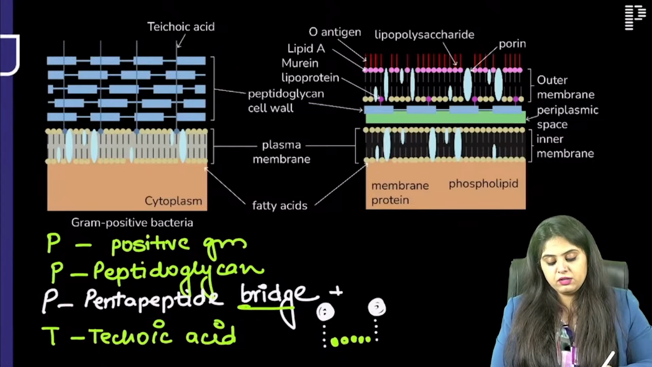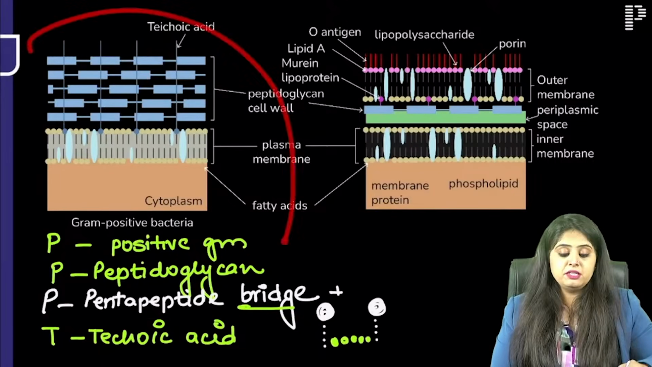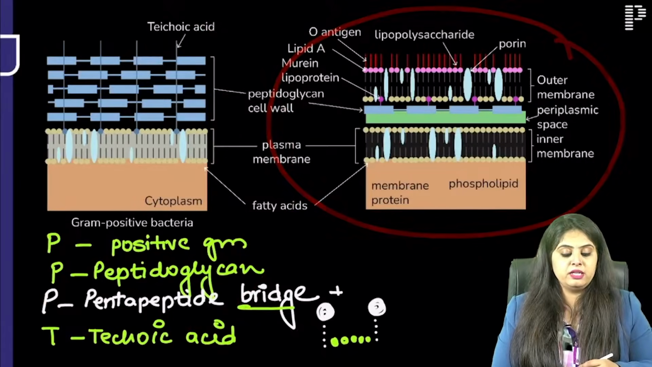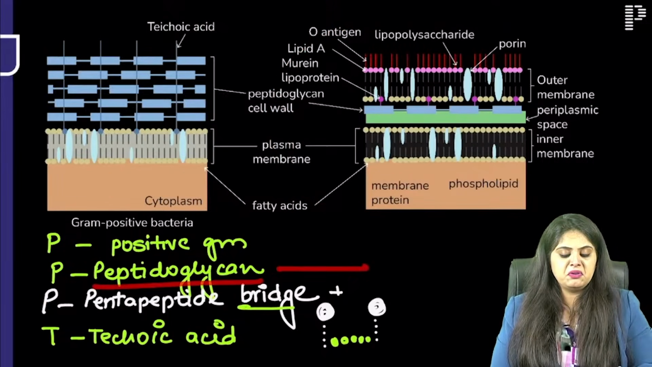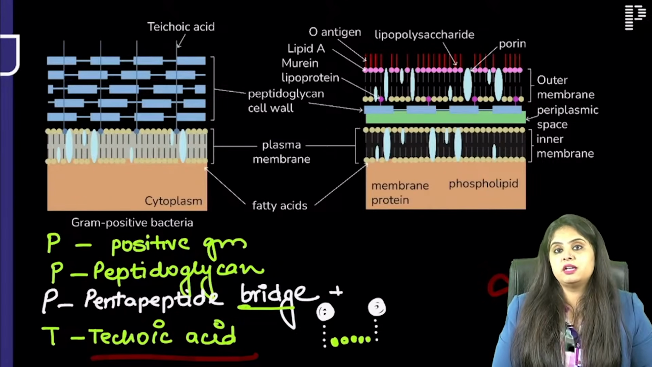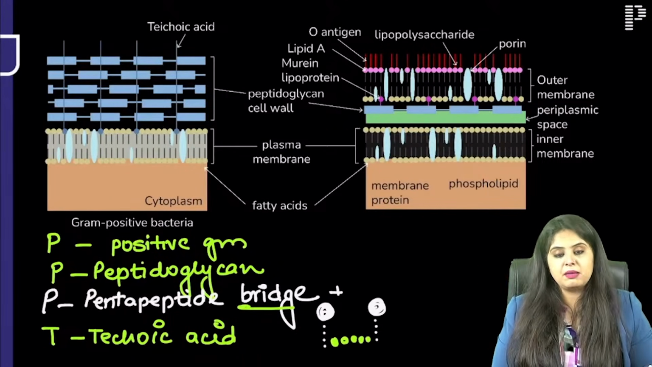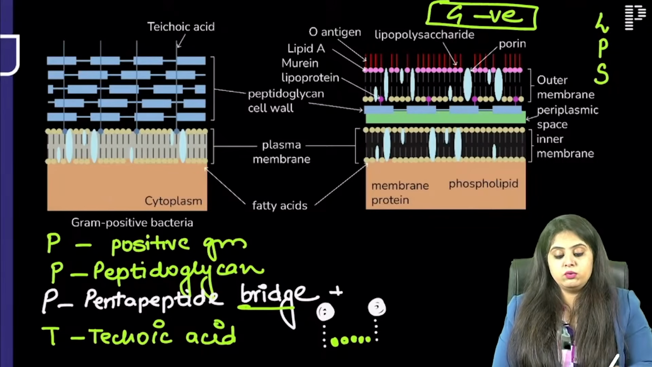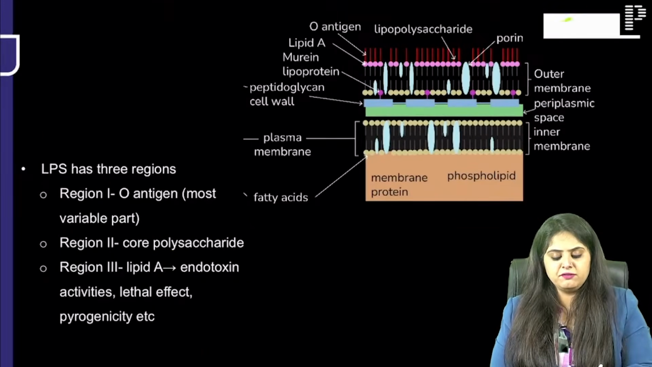Now let me ask you, everything is present in gram positive. What is this poor gram negative doing? Does gram negative have peptidoglycan? Hardly any. Does it have pentapeptide bridge? It doesn't. Does it have teichoic acid? Poor thing, it doesn't. So gram negative has nothing, ma'am. God must have given it something. God has given it lipopolysaccharides. That is the speciality of gram negative. Look carefully, it has lipopolysaccharides. So why don't we just focus on gram negative for some time?